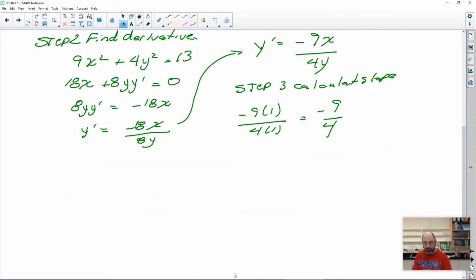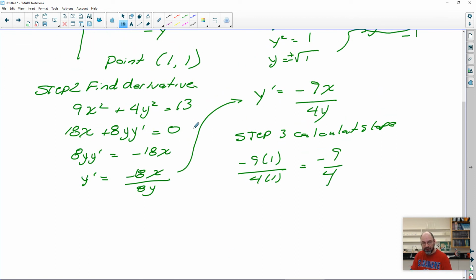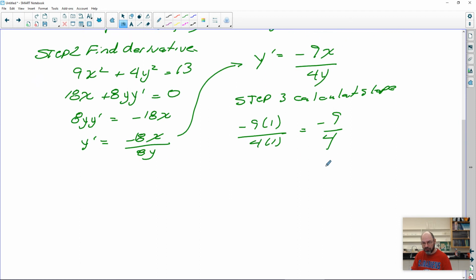So now we have our slope and we have our point, (1, 1). Now we use the line equation to completely calculate the, step 4 is to find the tangent line.